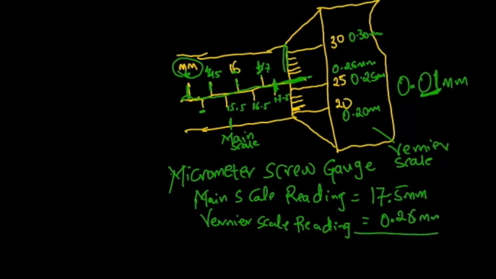Then we are going to add it up. When you add it, you should get 17.76 millimeter. So this is your final answer. In converting to centimeter, you simply divide by 10. That's 17.76 divided by 10. This should give you 1.776 centimeter. So any of them is correct.